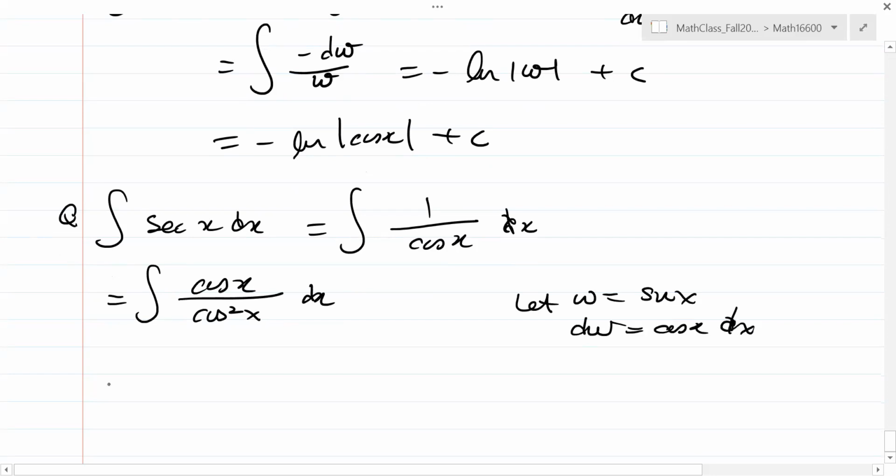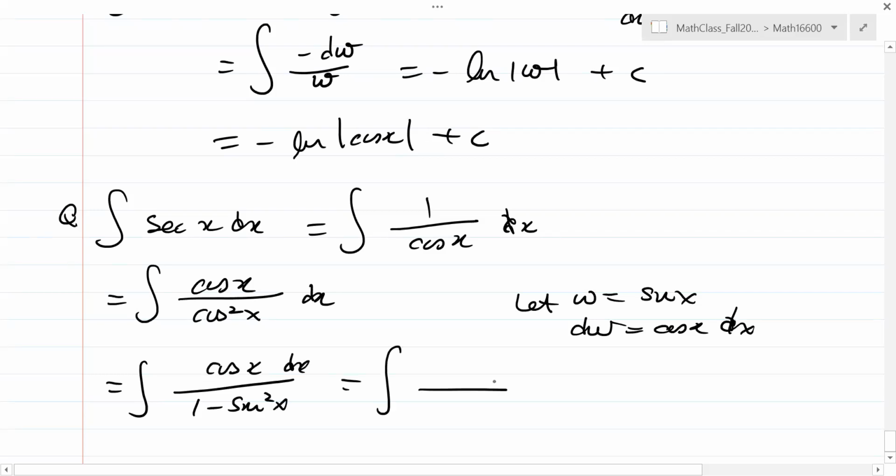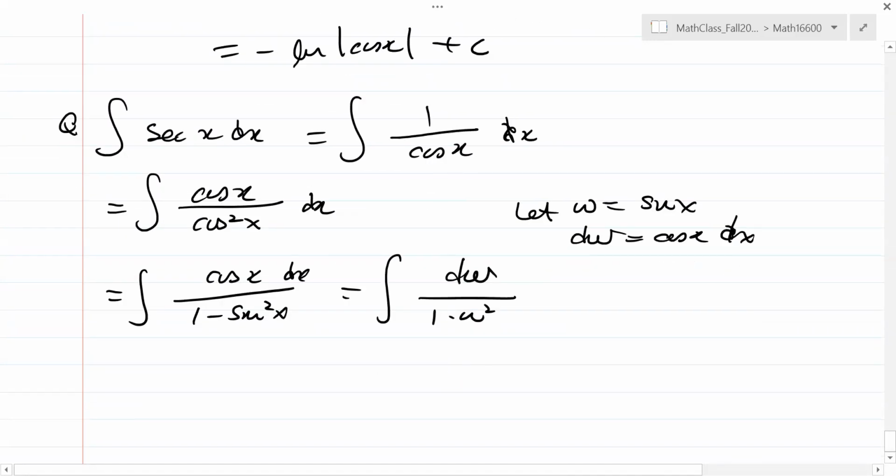But how about the denominator? The denominator, because cosine squared x is just 1 minus sine squared x, I can get dw over 1 minus w squared. I totally changed it to something with nothing to do with sine and cosine. Now I can stop here because in the book, it always gives you that this is the inverse hyperbolic tangent of w plus C.